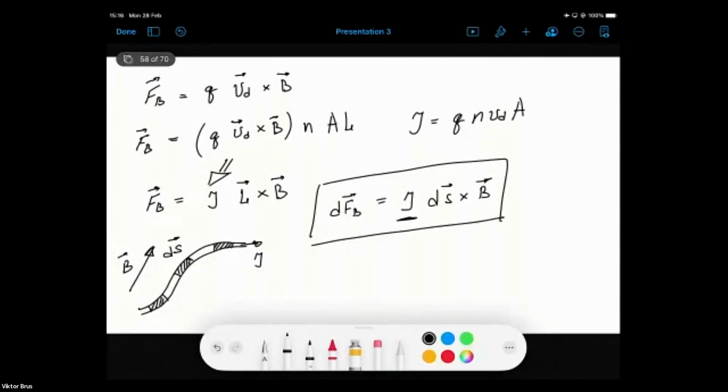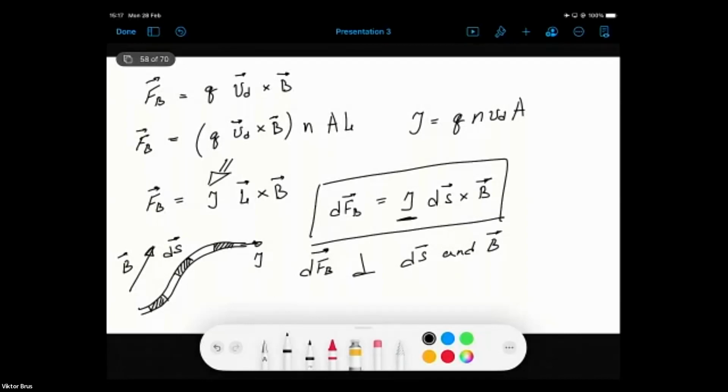So what is important to highlight from this equation is that this magnetic force acting on some segment of a conductor will always be perpendicular to the plane defined by vectors ds and B. That comes from the properties of the cross product of two vectors.